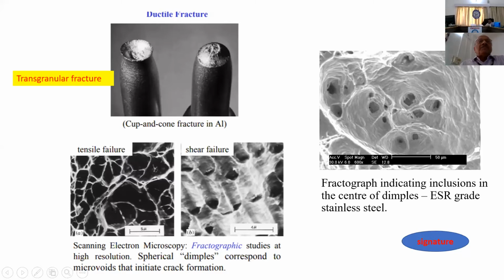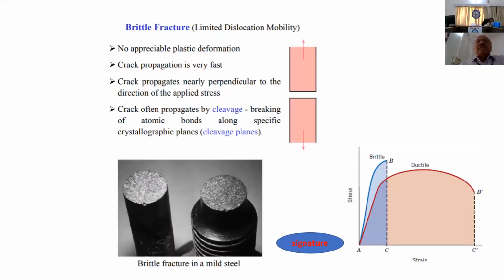Now, the other side of the spectrum is the brittle fracture, where there is hardly any ductility. That means hardly any movement of dislocations. So no plastic deformation, and the crack propagates very fast into almost 2 pieces. And the fracture surface will be nearly perpendicular to the loading axis. That means you end up with a flat face. And this happens because it's a cleavage failure. Cleavage failure occurs when the crack propagates by breaking the atomic bonds along specific crystallographic planes called cleavage planes. So this is the case of brittle fracture in a material.